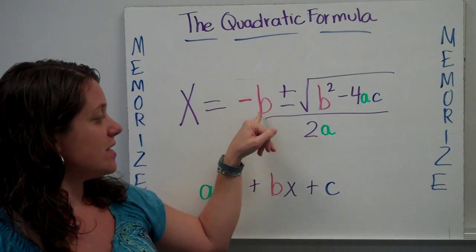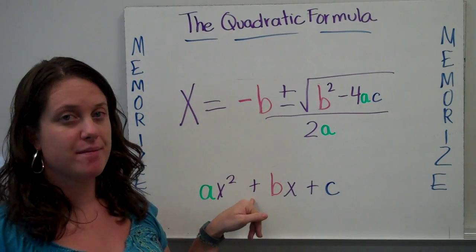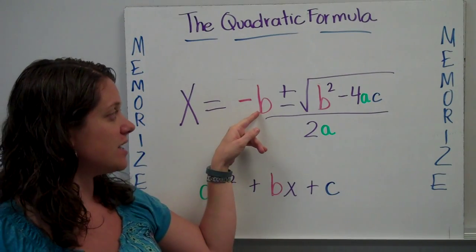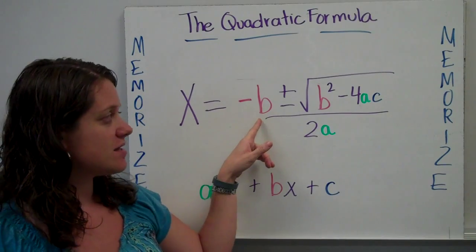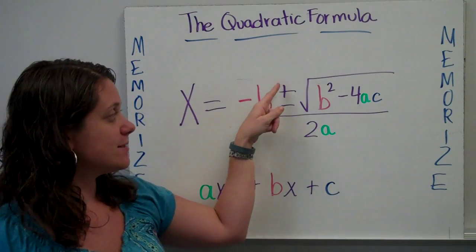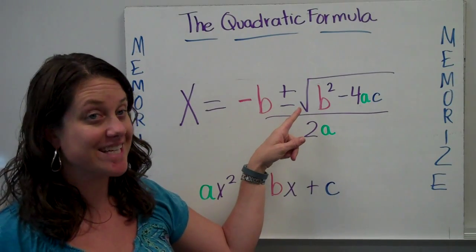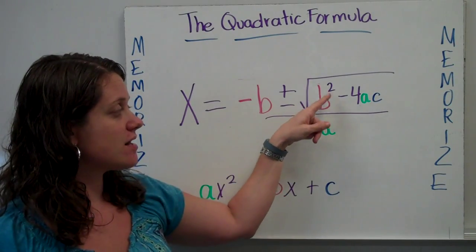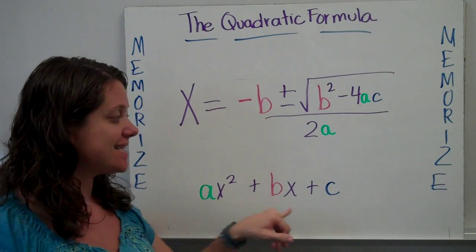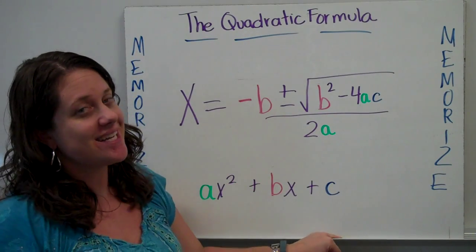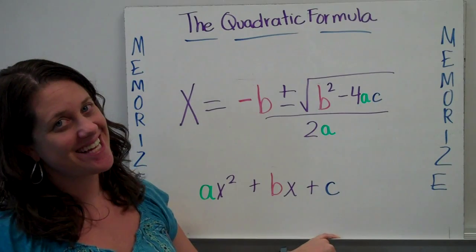So it's negative b, or the opposite of b. If you had a minus b here, this would become plus. If it was a positive b, this would be minus. And then it's plus or minus, because when we take square roots, we always get two answers, a positive and a negative. B squared minus 4ac, all divided by 2a.